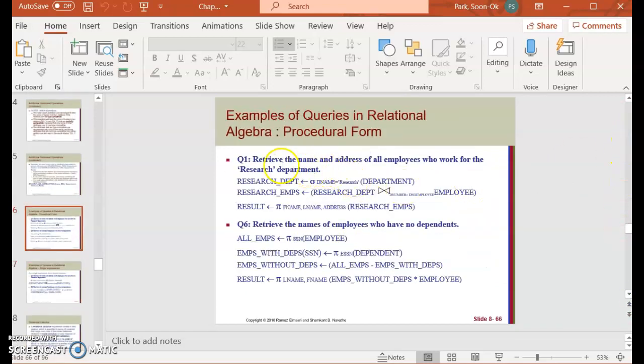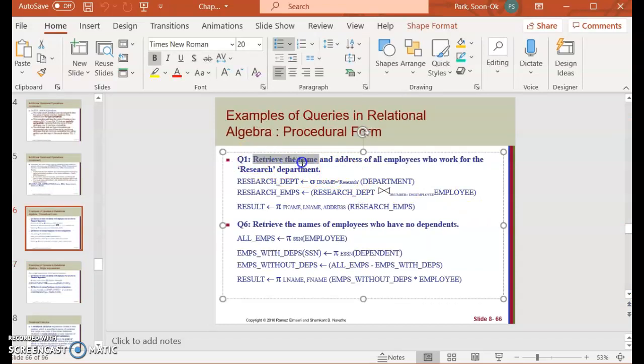Here is query 1. You can express it using relational algebra. Retrieve the name and address of all employees who work in the research department. Here it uses sigma and pi in algebra.